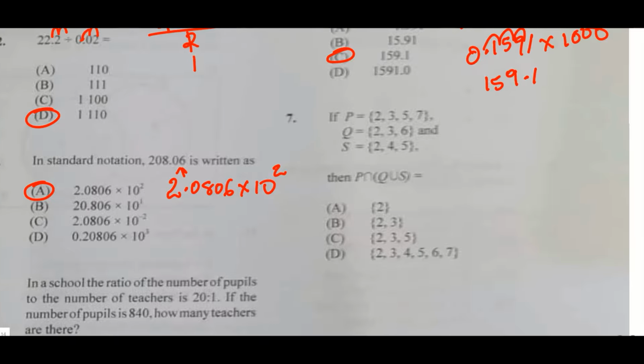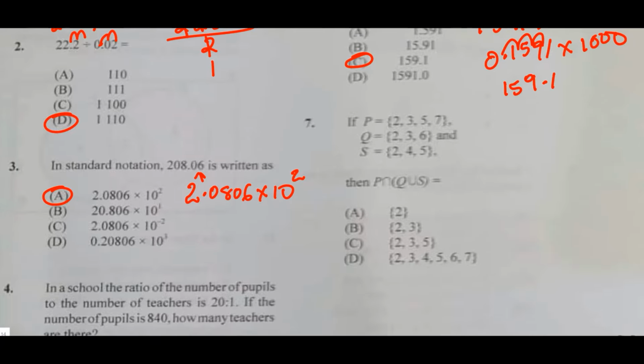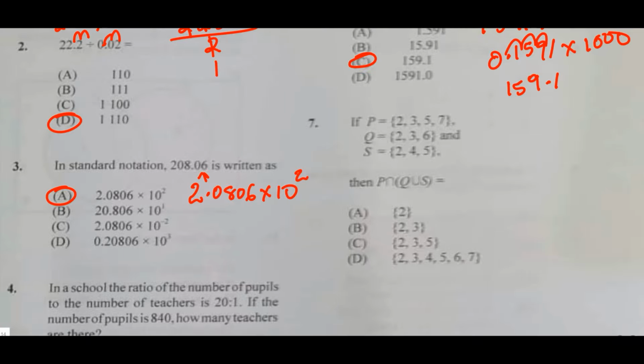Number 7, so P is the set of 2, 3, 5, 7. Q is the set of 2, 3, 6. And S is the set of 2, 4, and 5. It says then P intersect Q union S is equal to what?